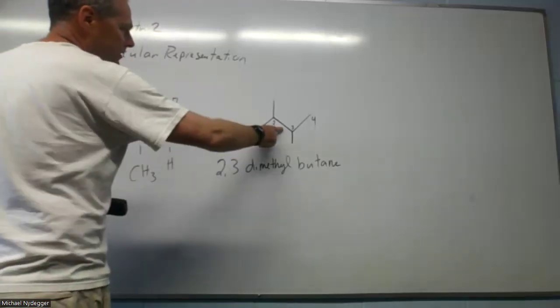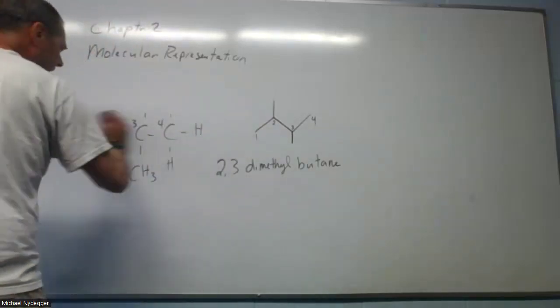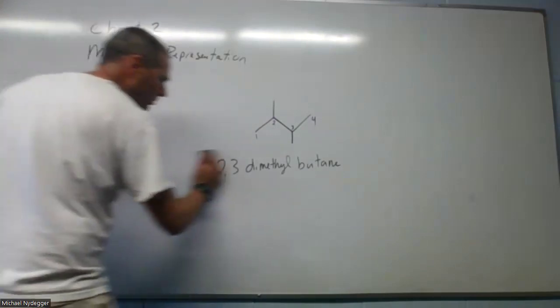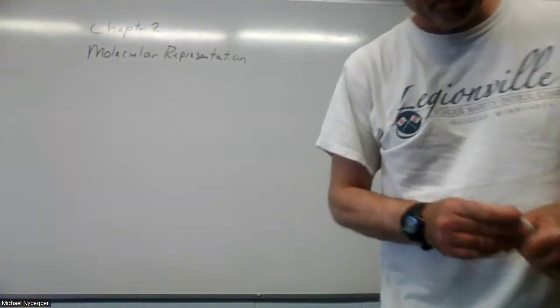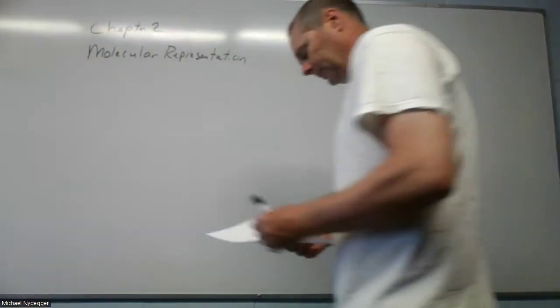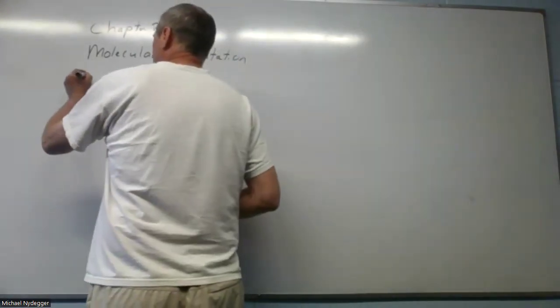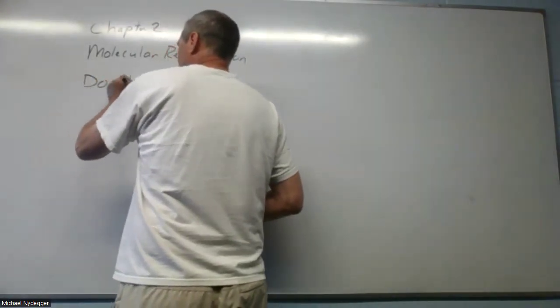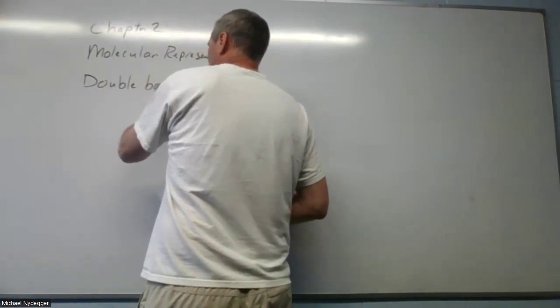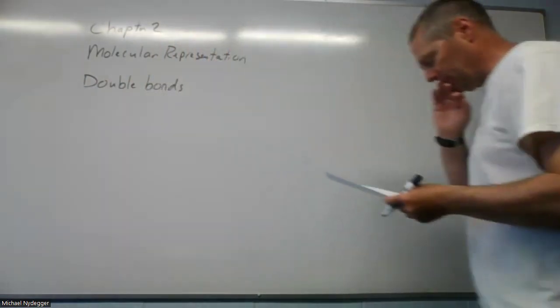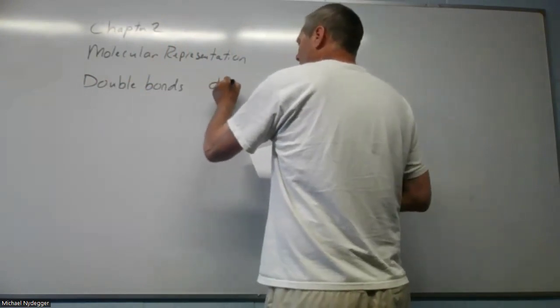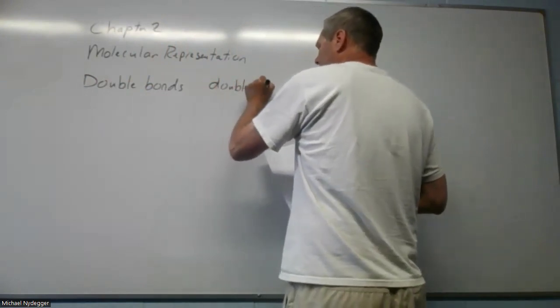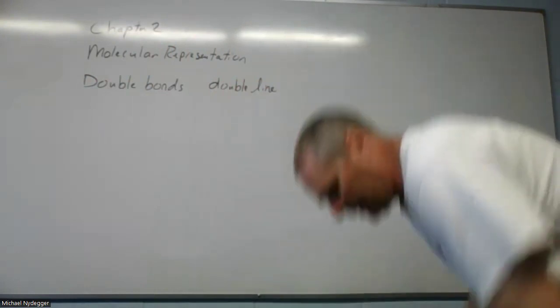Now, these represent single bonds, but in organic chemistry, you can have things that have multiple bonds. You can have double bonds, you can even have triple bonds. So how do you deal with a double bond? Let's say you want to look at double bonds. In that case, there'll be a double line.